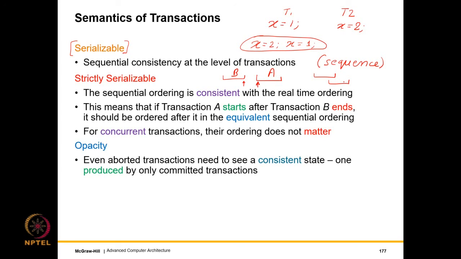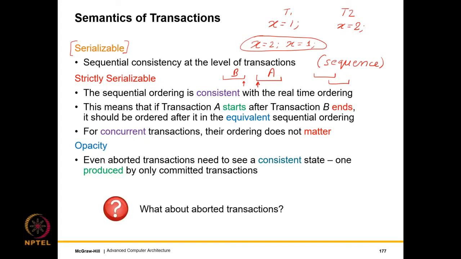Strict serializability is also known as linearizability, but I don't want to get into linearizability, because that has a different definition and technically is not meant for transactions. What is meant for transactions is strict serializability, where we take the order into account. The order says that if they are non-overlapping and one starts after the other, then the same needs to be reflected in the equivalent sequential order.